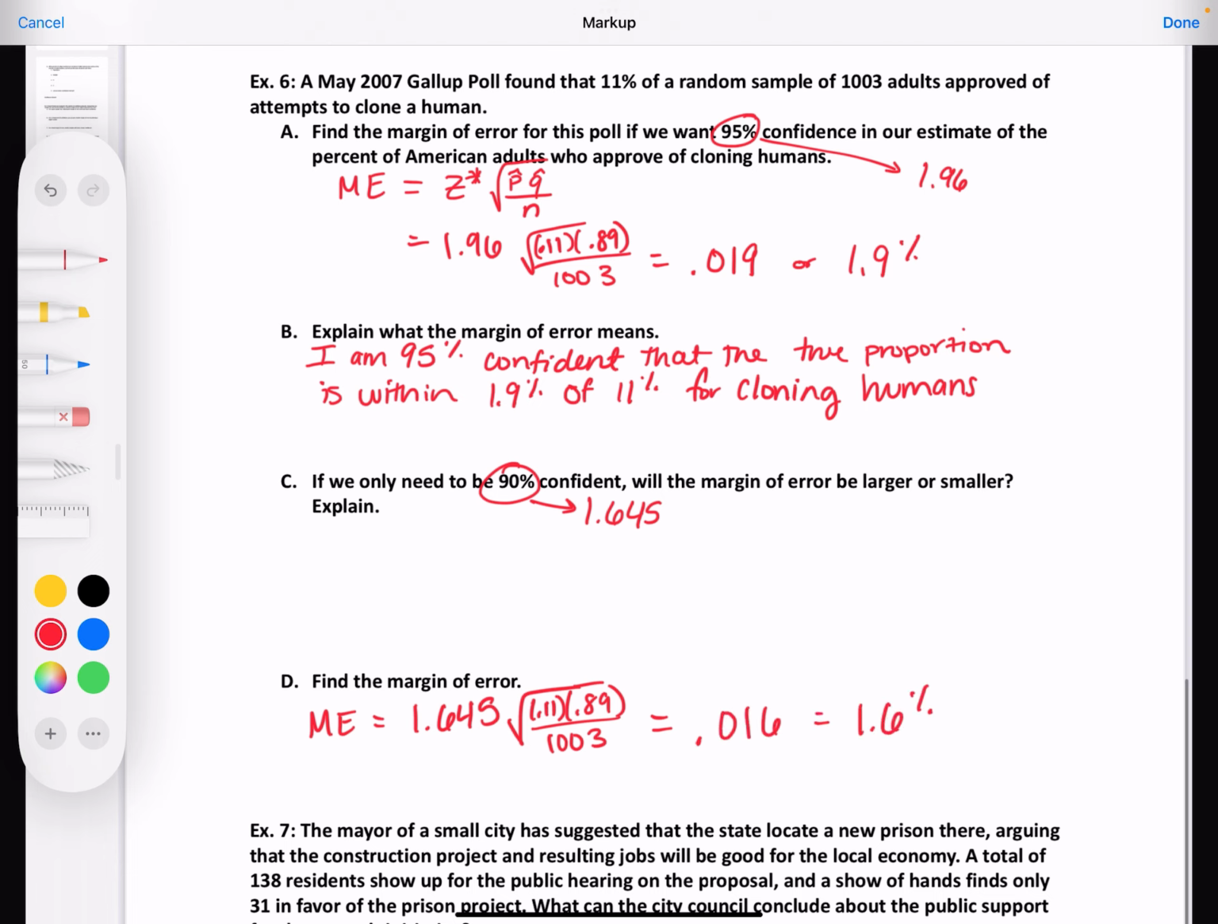So that obviously is smaller than the 1.9% that we got. It's smaller because we are less confident. So being less confident is going to make our number smaller. If we change it to like a 98% confidence, then it would be larger.